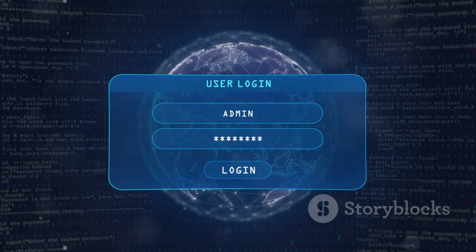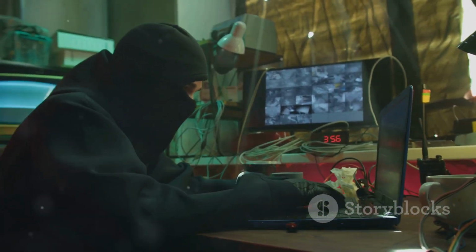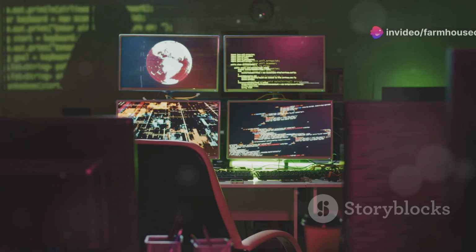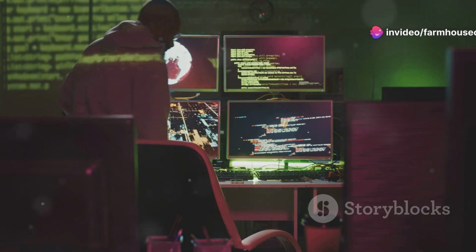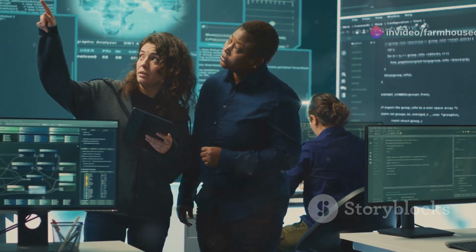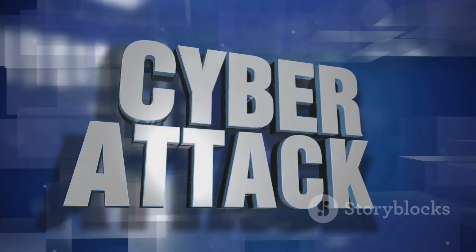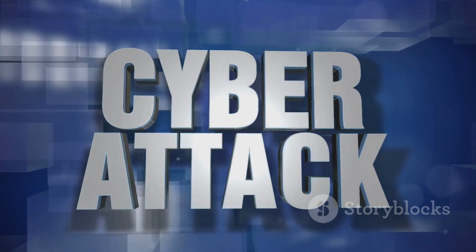Section 7. Conclusion. System hacking is a significant threat in today's digital age. It involves exploiting vulnerabilities to gain unauthorized access to systems. Understanding the different methodologies hackers use is crucial for effective protection. Real-world examples highlight the severe consequences of hacking.